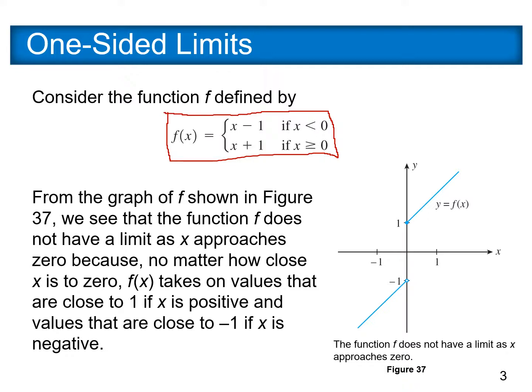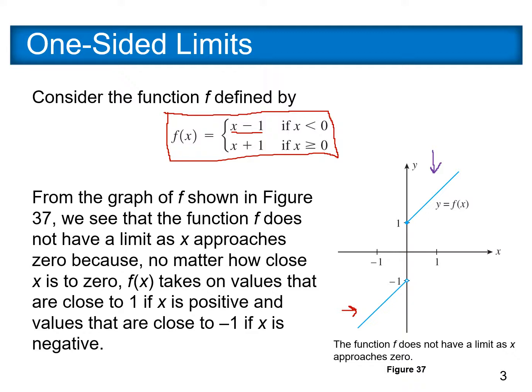This function will be equal to x minus 1 if x is negative, and x plus 1 if x is positive. With that in mind, what we see on the graph here in figure 37 is that when x is negative, it looks like the part the red arrow points at, and when x is positive, it is the one over here, the one that the purple arrow is pointing at. All right, so from the graph we can see a couple of things.